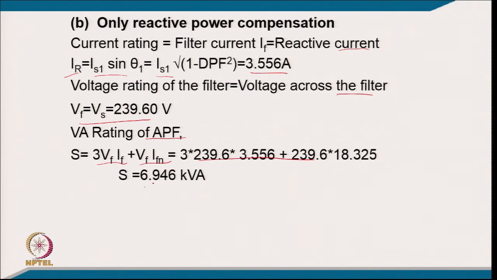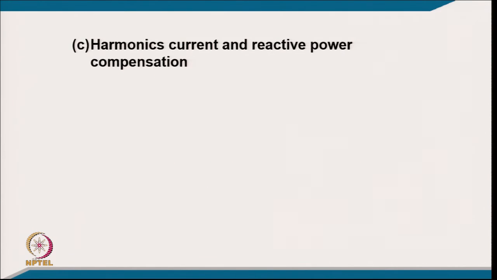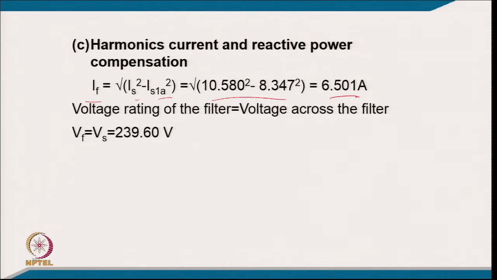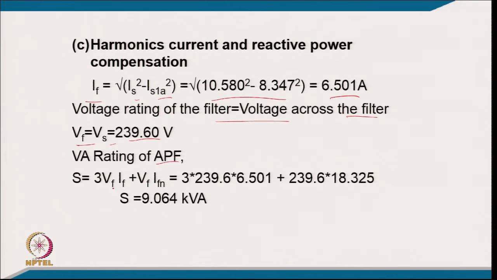So, putting the value, it comes 6.946 kVA. Now, coming to harmonic current and reactive power compensation. IF equal to root of IS square minus IS1 square, putting the value it comes 6.501 ampere, and the voltage rating of the filter, that is voltage across the filter, Vf equal to Vs equal to 239.6 volt, and the VA rating of the active filter is 3 VF IF plus VF IM. So, putting the value of all this it comes 9.064 kVA.